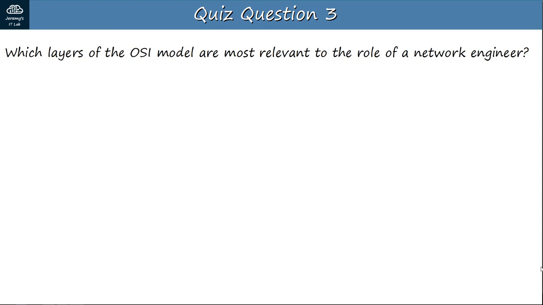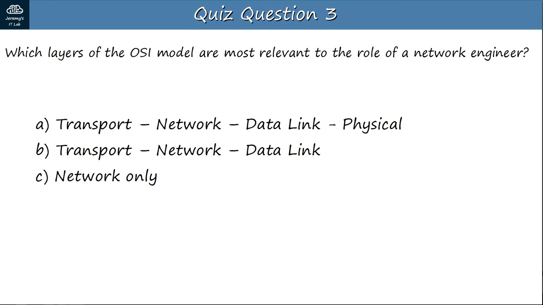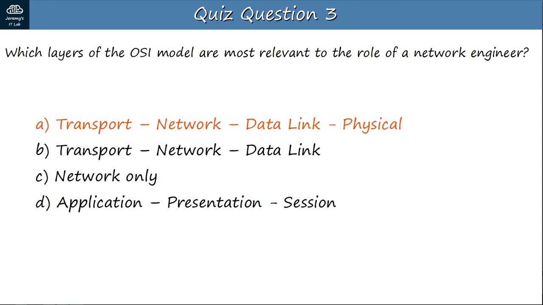Which layers of the OSI model are most relevant to the role of a network engineer? A. Transport, network, data link, and physical. B. Transport, network, and data link. C. Network only. Or D. Application, presentation, and session. Pause the video to think about your answer. The answer is A. Transport, network, data link, and physical. Let's check.